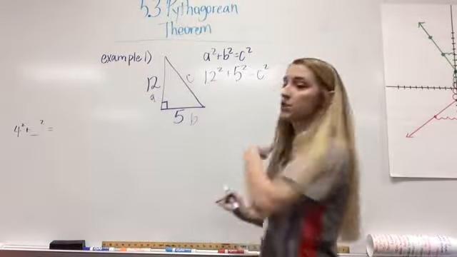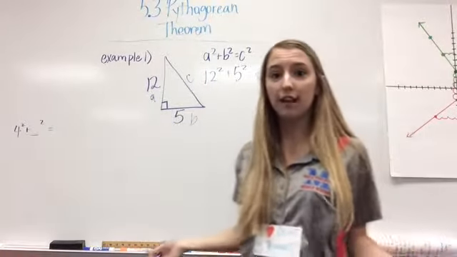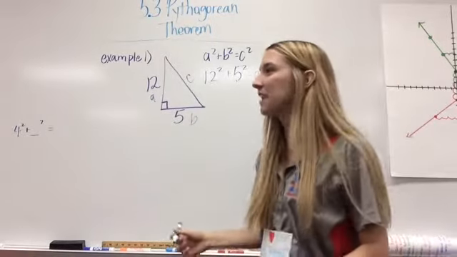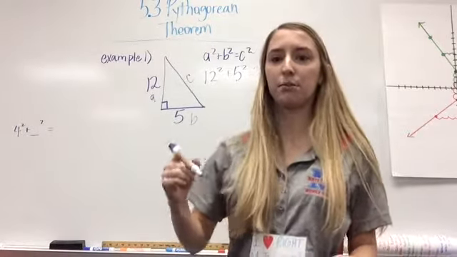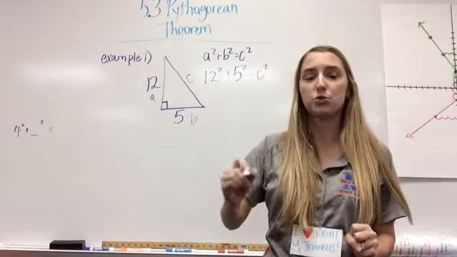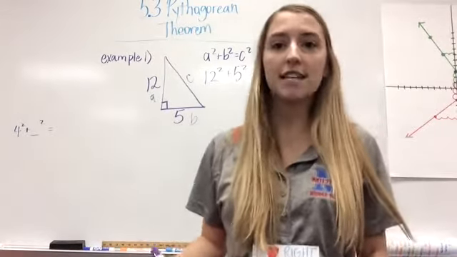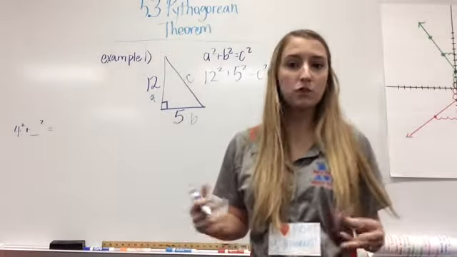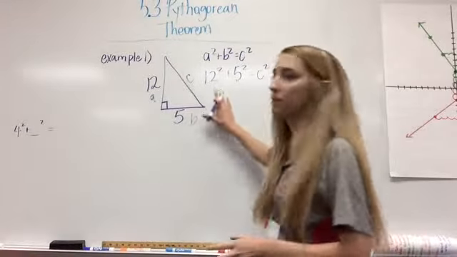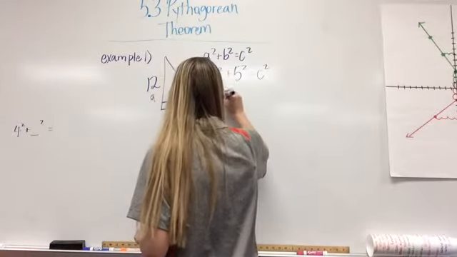So 12 squared, if you don't know 12 squared off the top of your head because you don't love right triangles as much as I do, then you might have to use your calculator. On your calculator you can press 12 and then the caret key 2, or you can just press 12 squared. If you're not sure how to do that, we can show you in class. And remember, 12 squared is the same thing as 12 times 12. But I know that 12 times 12, or 12 squared, is 144.